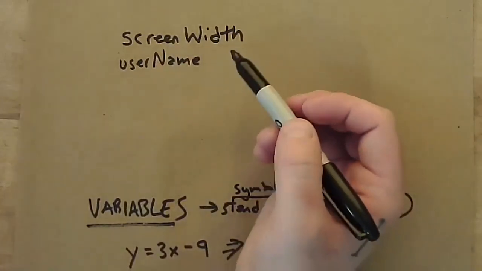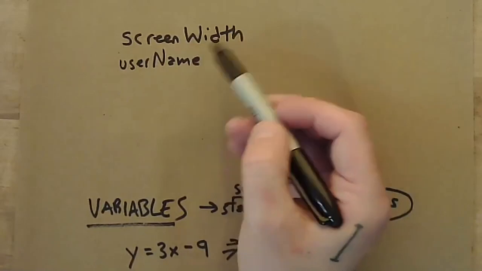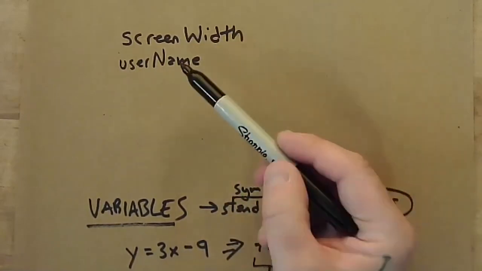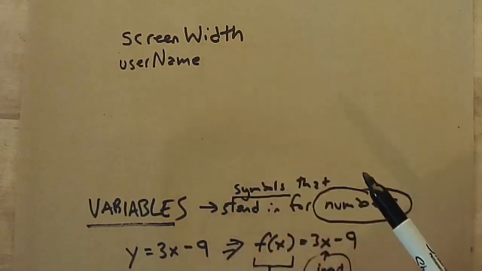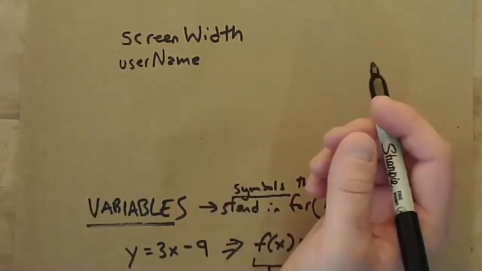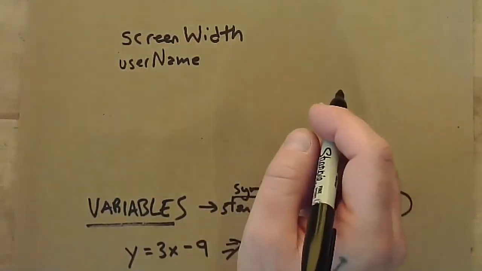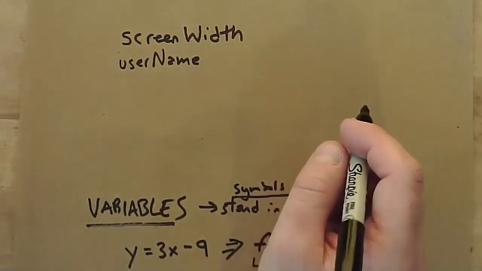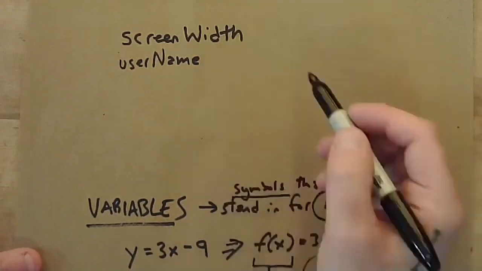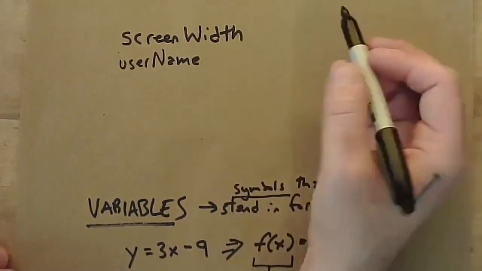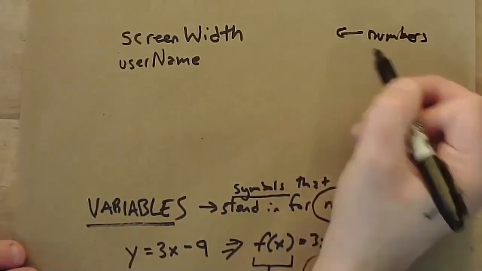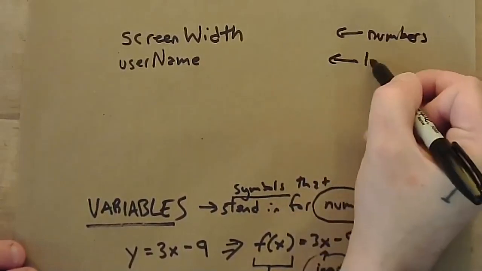So if we look at these, we can see that these are probably not both numbers. I don't know how many of you have friends with numbers for names, but it's generally less common than a name using letters or other text characters. So we can already see that these are different in some way. So this one uses numbers, and this one uses letters, right?